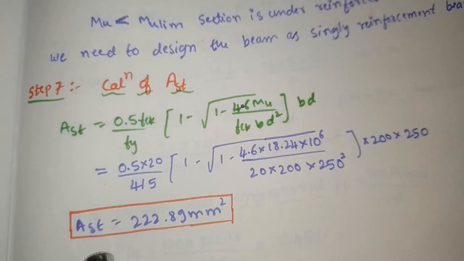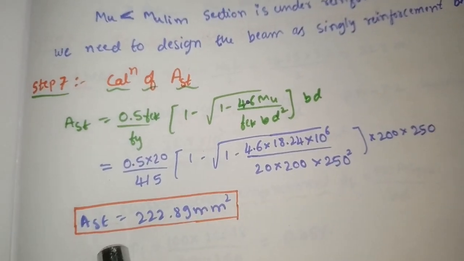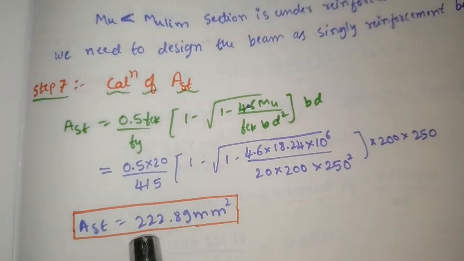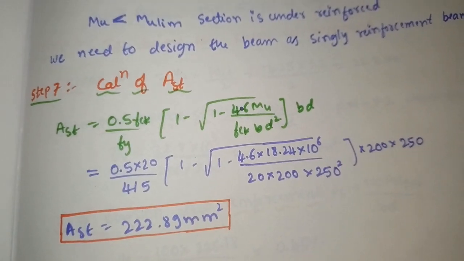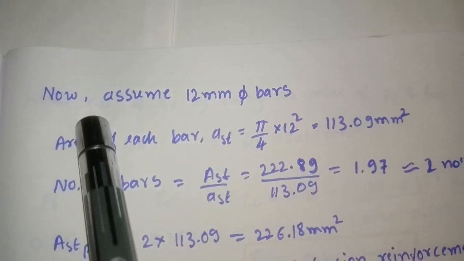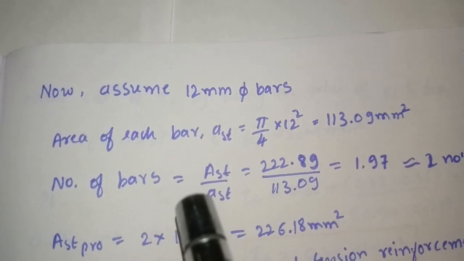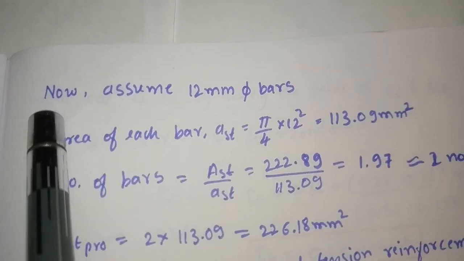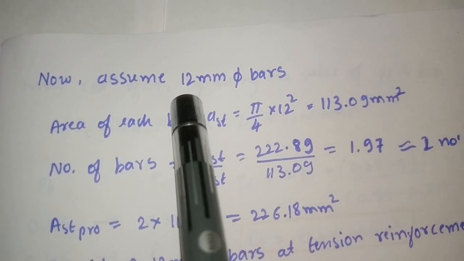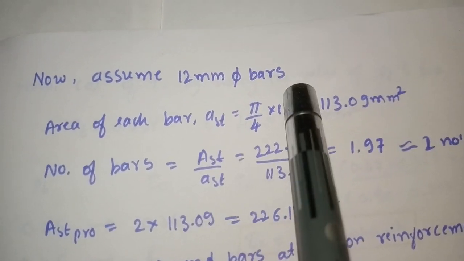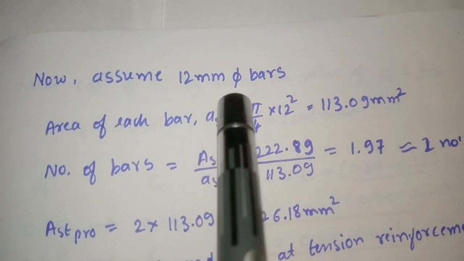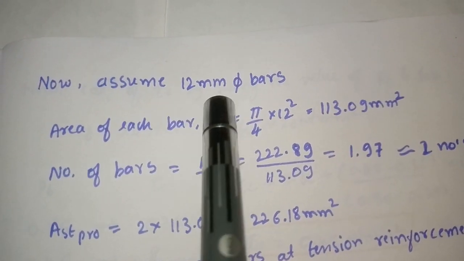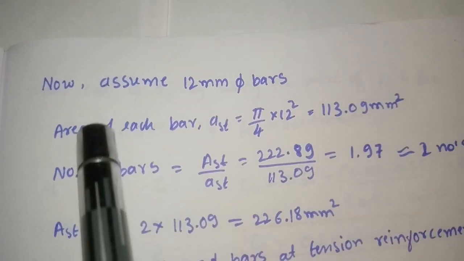So when you calculate the AST by the quadratic equation method, you will get the same answer. No need to worry. Next, we need to assume the number of bars to calculate the area of each bar and the number of bars. For that I am assuming 12 mm diameter bars. You are free to assume any diameter of bars. I am assuming 12.